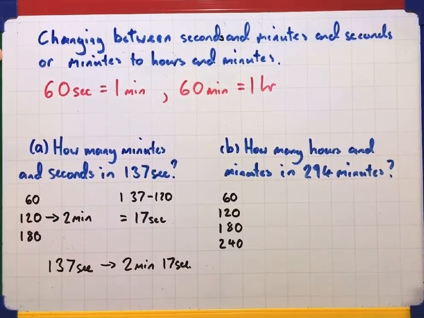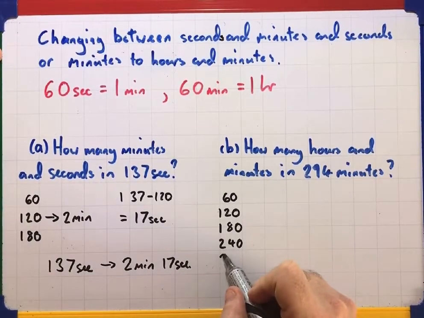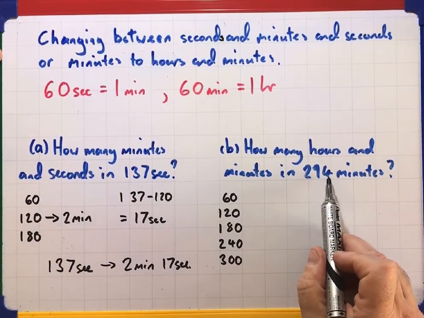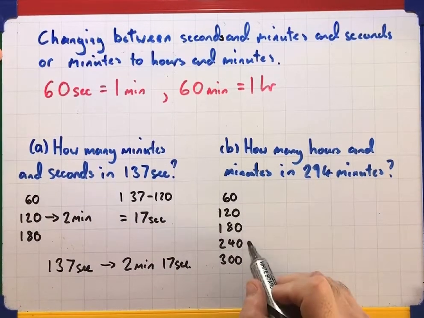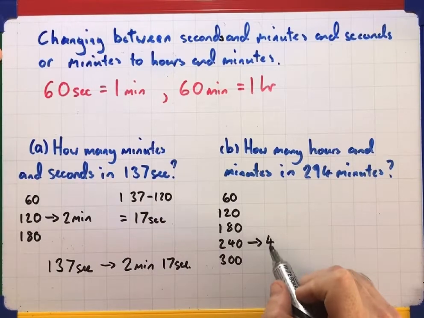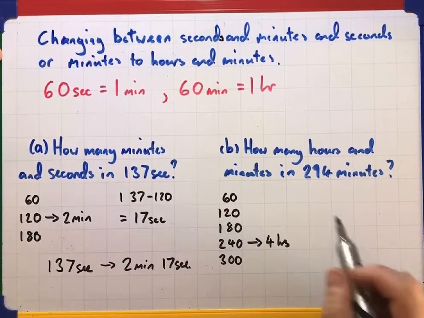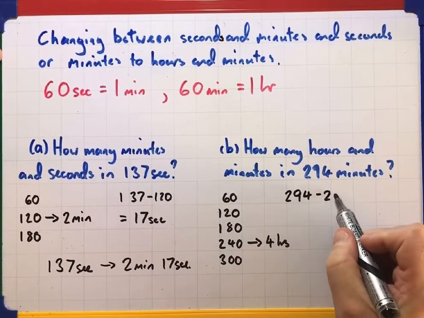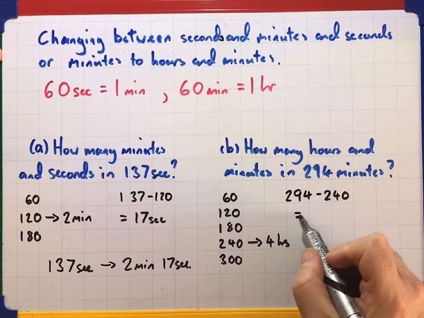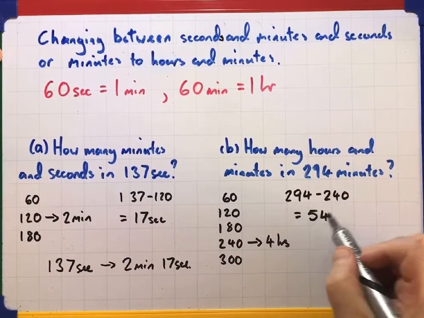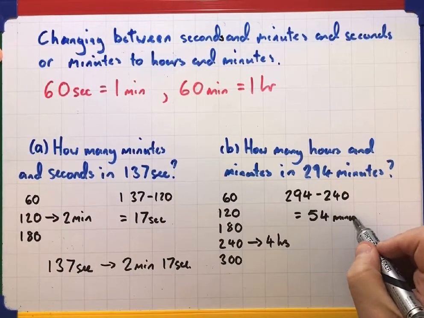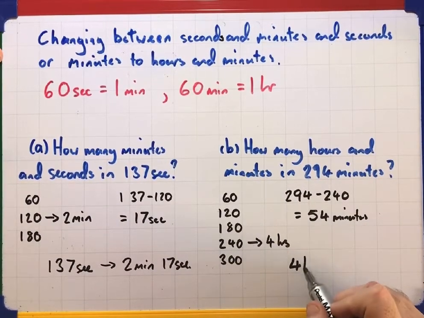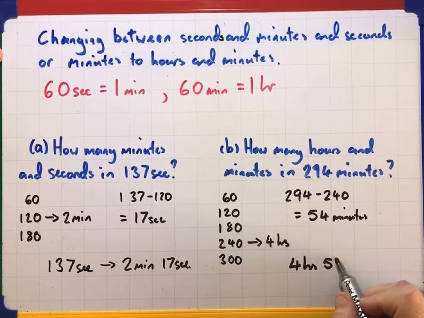240 would be 4 hours. And 300 would be 5 hours. We haven't got as much as that. We've got 294, so we know there are going to be 4 hours. And then if we do 294, take away 240, it leaves me with 54 left over. And that will be the remaining minutes. So the final answer would be 4 hours, 54 minutes.